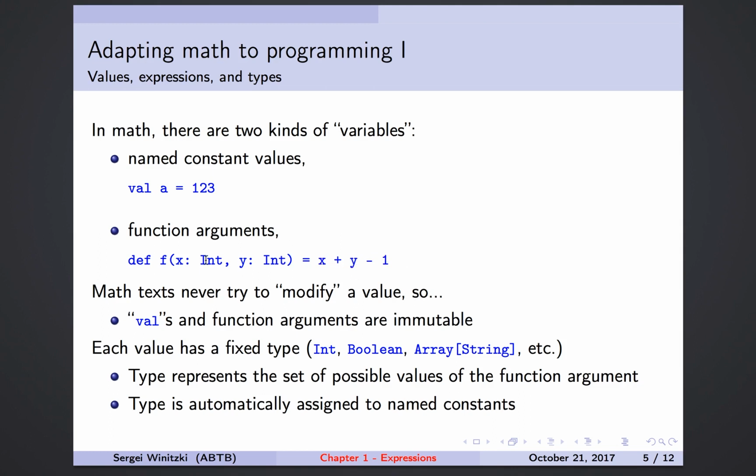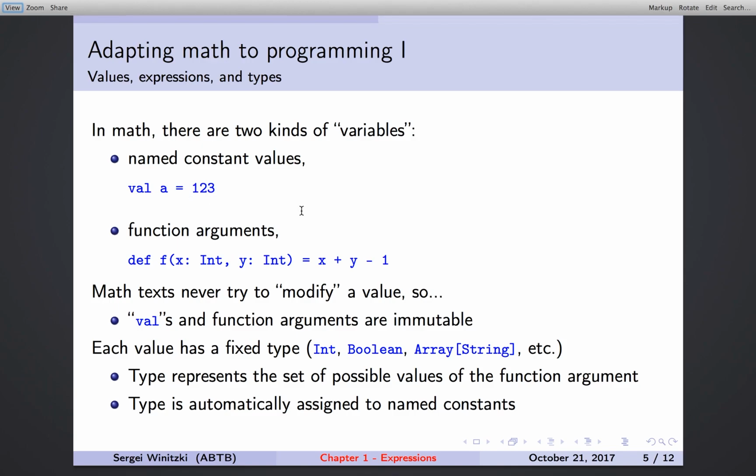No mathematical function will try to change the value of x. X is the value given as an argument of the function. So you can compute something out of it. That's all you ever do. Scala does the same. So vals are immutable, function arguments are immutable. You cannot change x, and it makes no sense to do that. Moreover, each value has a fixed type. So for example, here it's an integer. This a is also an integer. You don't have to write that. You could.